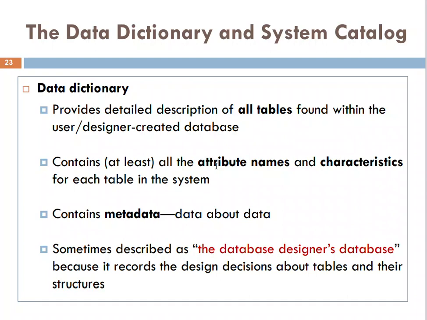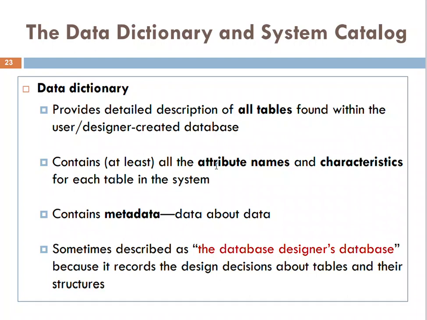Okay, today we continue with the rest of chapter 3. We start with data dictionary and system catalog. So what is data dictionary? Data dictionary is actually a detailed description of all tables found within the user or designer created database. So it contains at least all the attribute names and characteristics for each table in the system.